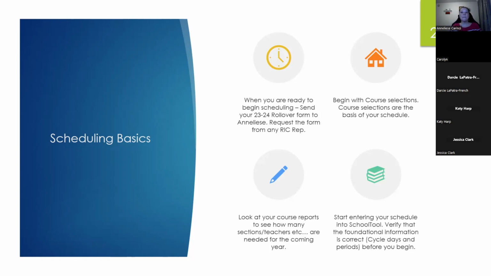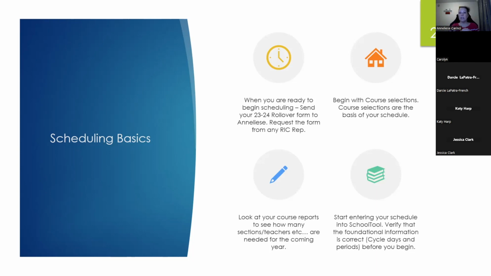You're going to verify all your foundational information first, and make sure your cycle days are correct. So when you go into your schedule, if you see Monday through Friday and you're a 1 through 6, call me first before you start doing anything, because we want to fix that before you start scheduling, because maybe we didn't update the cycle day. That's, again, why I ask for the form. I usually go down one by one and make sure I've hit every topic.